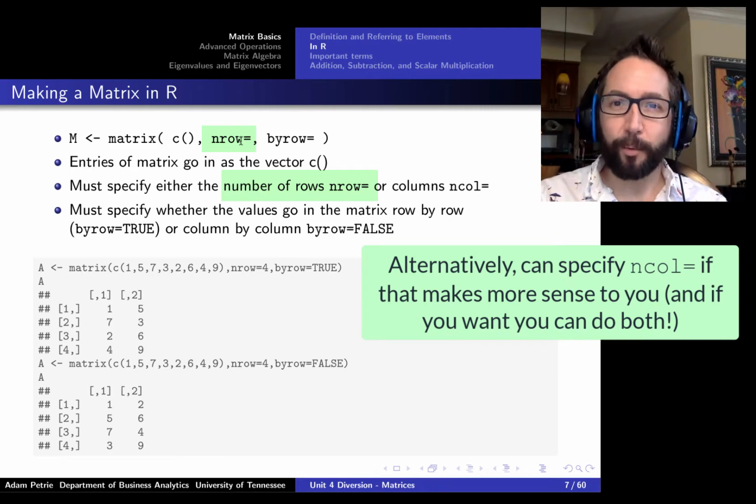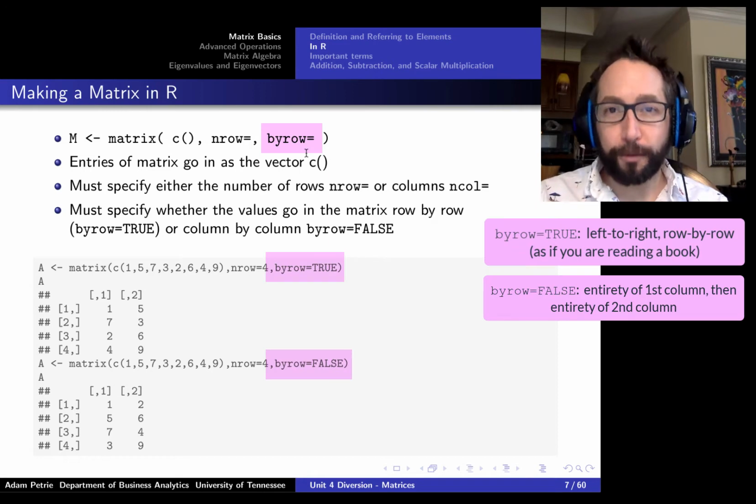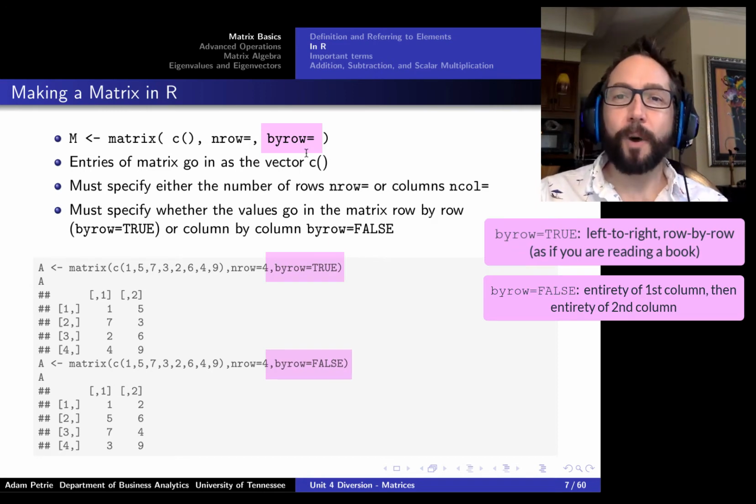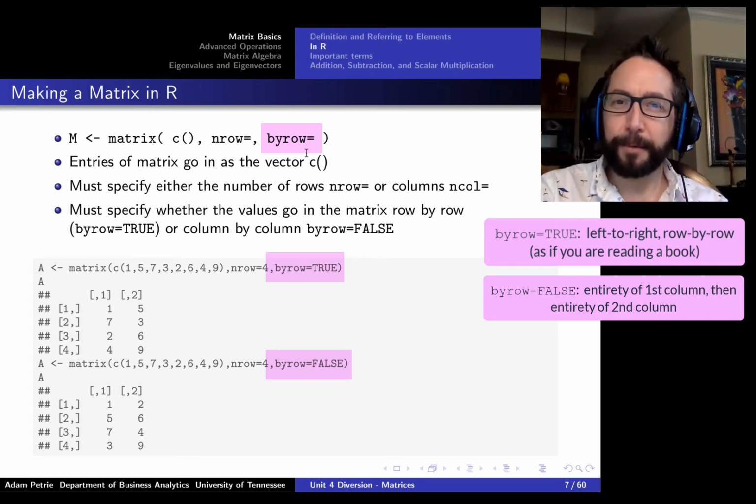You only have to specify 1. And then we'll add in the argument by row. And this will either be true or false, depending on if you want those matrix elements to be populated from left to right, then top down, kind of like how you would read a book, or if you want to do it column by column.